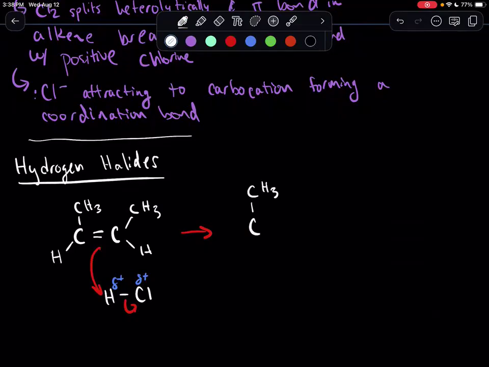And we still then have that electrostatic attraction or that nucleophilic attack of a chloride ion on the carbocation, thus producing our final product, 2-chlorobutane.